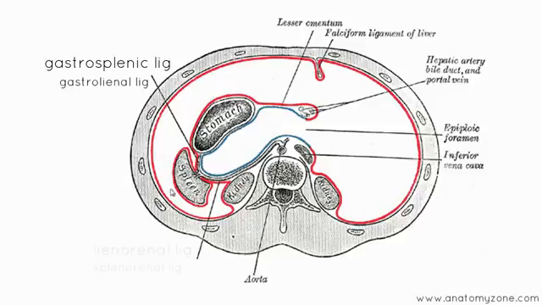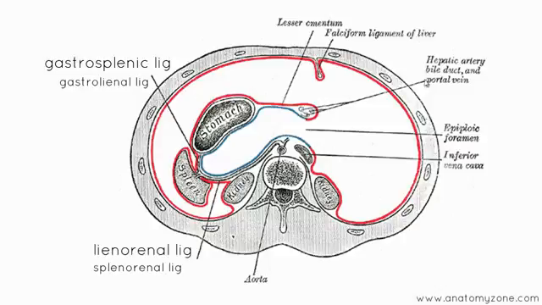And at the back you've got the lienorenal ligament, and this attaches the hilum of the spleen back to the posterior abdominal wall. So it just covers a bit of the surface of the kidney. So you've got the gastrosplenic or the gastrolienal ligament, and you've got the lienorenal ligament, which form the left wall of the lesser sac. So the lesser sac here in blue.